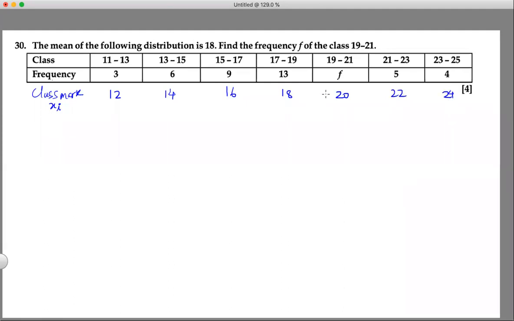Now, what do we need next? We need fi xi, so we have to multiply these two. So this is 36, this is 14 into 6, 84, 9 into 16, 144, 13 into 18. What is 13 into 18?